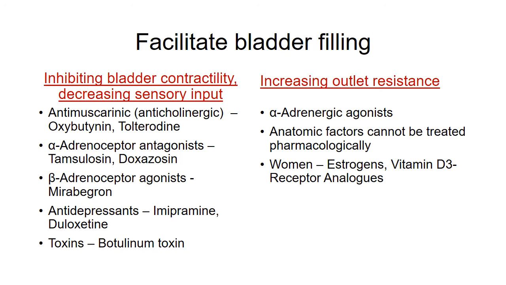Now coming to increasing the outlet resistance, alpha adrenergic agonists may be used. Anatomical factors cannot be treated pharmacologically, and it is thought that estrogen and vitamin D3 have some action in increasing the outlet resistance, but evidence is lacking.